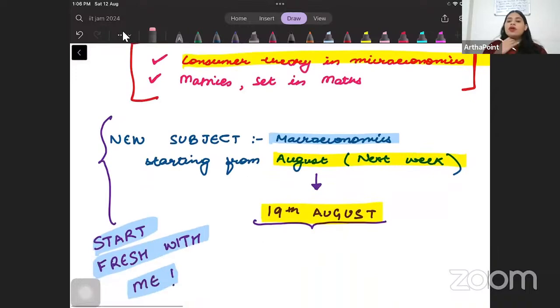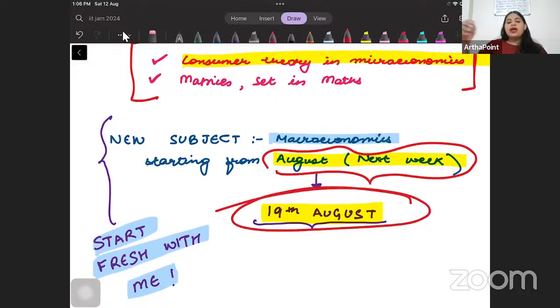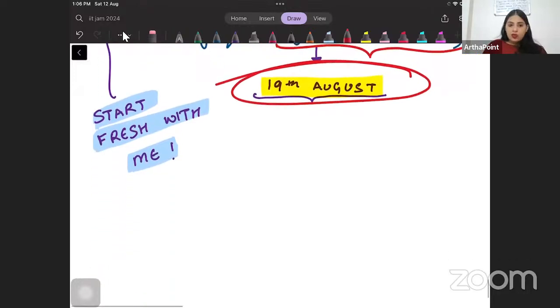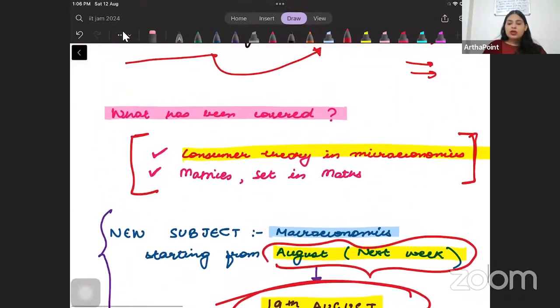So you have to start. We will start this macroeconomics from next week, that is 19th of August, a completely fresh start. And it's the right time to pick up your books and do those mock papers of macroeconomics with me. So this is the entire strategy. Aim is mid-November, maximum November end, by which everything should be covered. December and January are for mock papers and revision.